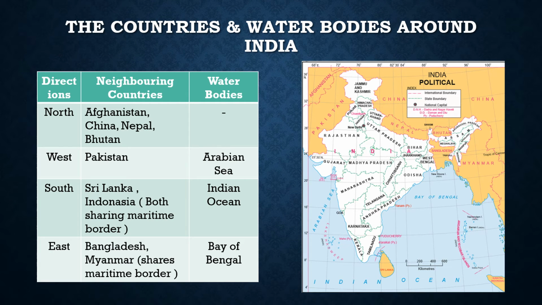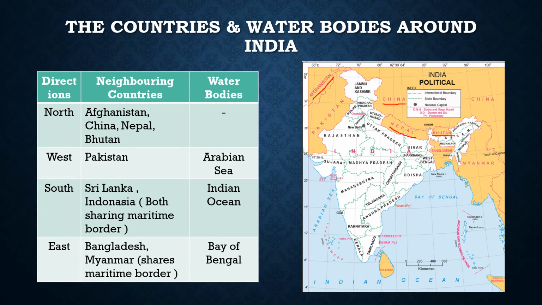Now see the countries and water bodies around India. We will see direction wise. In northern side there are 4 countries. They are Afghanistan, China, Nepal and Bhutan. Now see the map again. The neighboring countries, see Afghanistan, China, Nepal and Bhutan. These are the four countries in northern side. There are no water bodies in northern part of India.